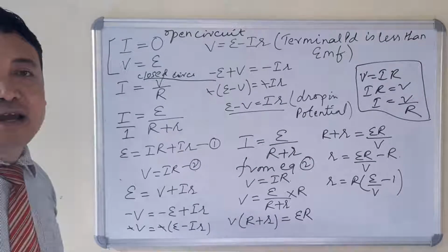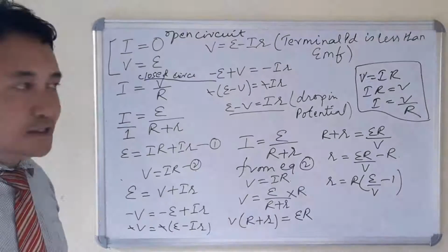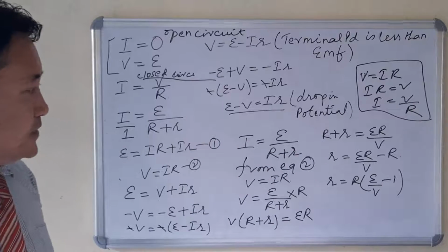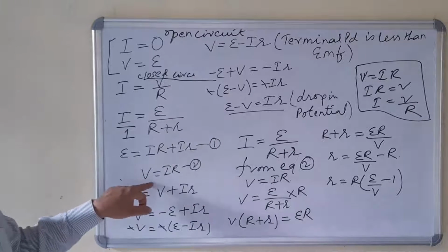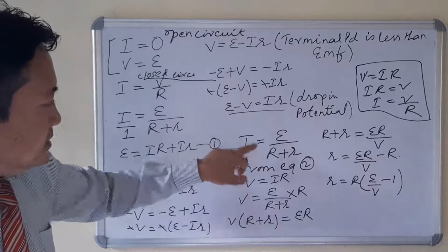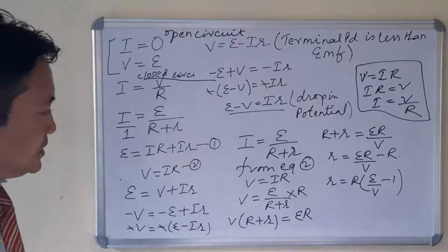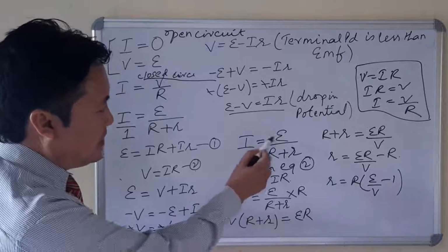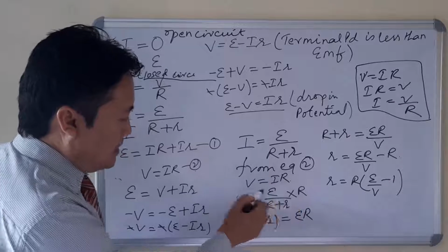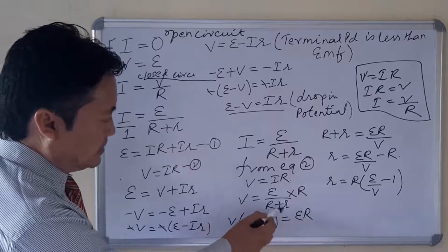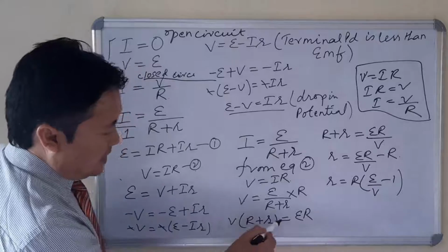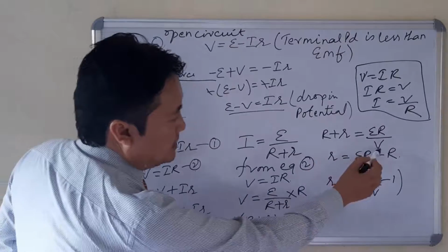Now the next one is, let us find the internal resistance. How to calculate internal resistance? Again, following the same equation, I equals E upon R plus r. Then from equation 2, V equals IR. Now substitute the value of I here. So V equals, what is the value of I? E divided by R plus r. Multiply by R. Then cross multiplied, V into R plus r equals ER. Then R plus r equals ER, this V will come as the denominator, divided by V.